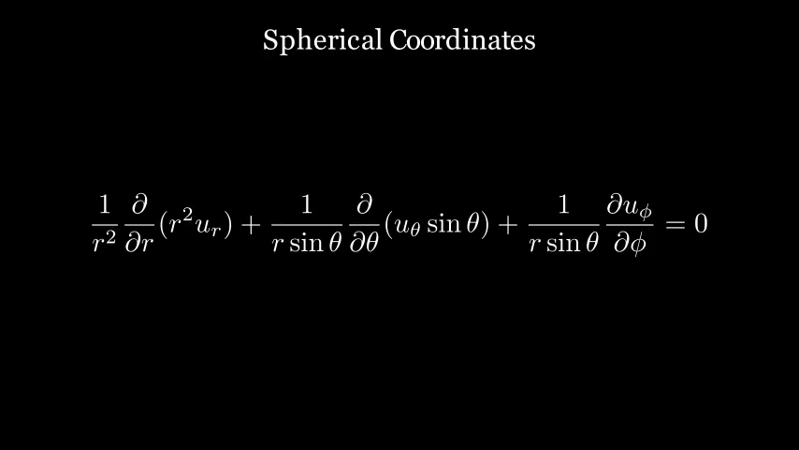And for flows with spherical symmetry, we use spherical coordinates r, theta, phi. The continuity equation here is even more complex, with factors involving r and sine theta to correctly account for how the area elements change with position.